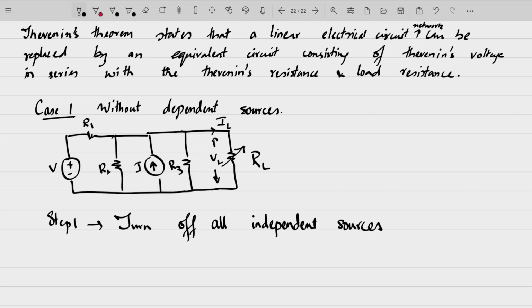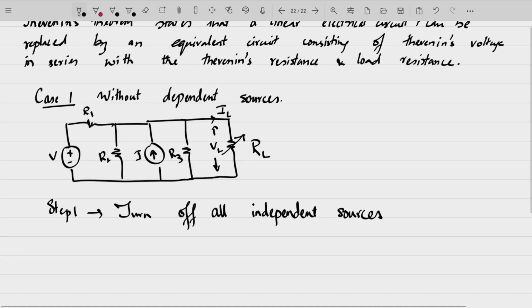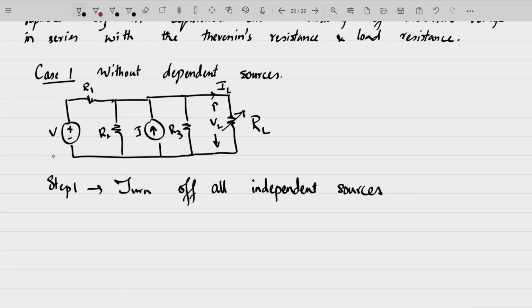So you have to turn off all the independent sources. By turning off, as I said last time also, we have to make the voltage equal to zero and the current equal to zero. Voltage equal to zero means short circuiting the voltage source, and current equal to zero means open circuiting that particular terminal. So this circuit will look something like this once we turn off all the independent sources. The current source becomes open.